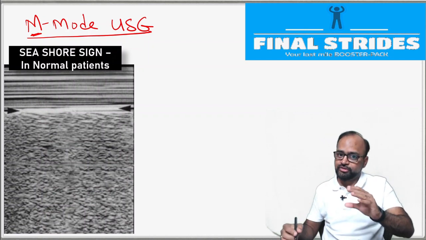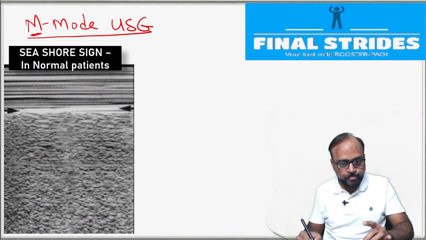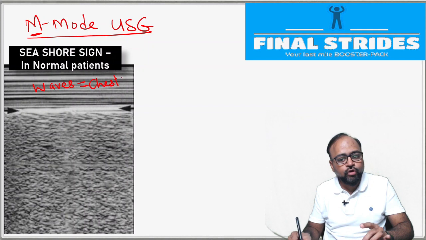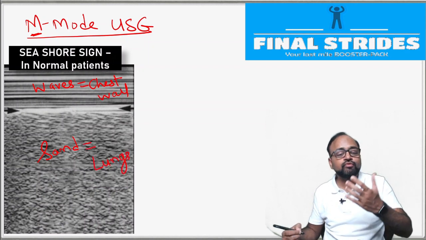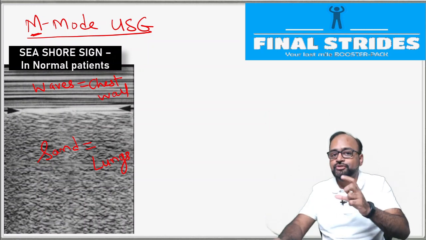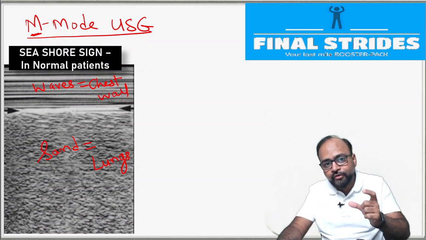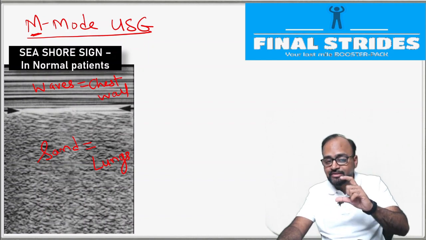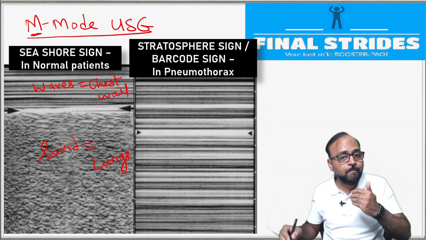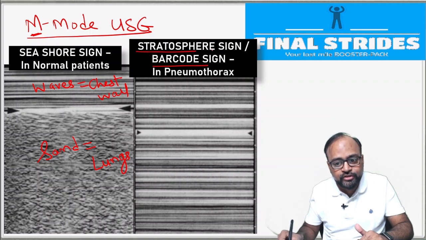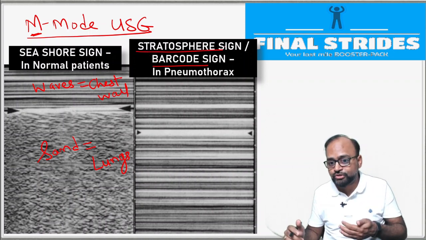In normal patients, you see this appearance, it detects motion. So these are the waves of the sea, and these are created by the chest wall layers. Whereas this looks like the sand on the beach, this is created by the lungs. So this is what creates the seashore appearance in normal patients on M mode ultrasound. This was the question which was asked. Now in pneumothorax, what happens is that this appearance changes to something like this. So you get a uniformly striped appearance like a barcode or stratosphere. So this is called the stratosphere sign or barcode sign, which is seen in pneumothorax.